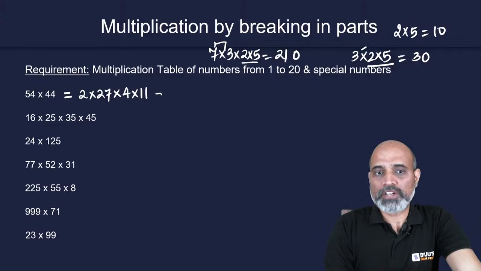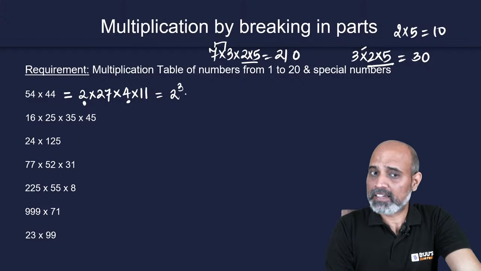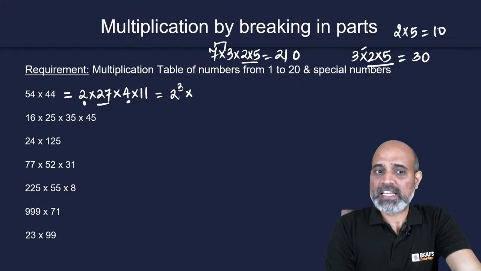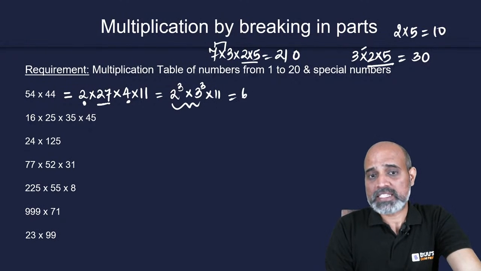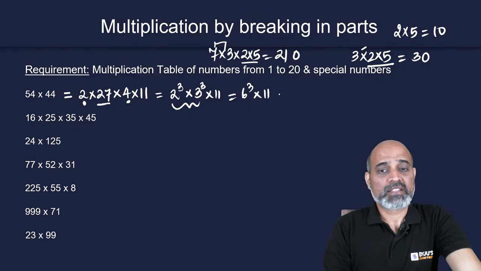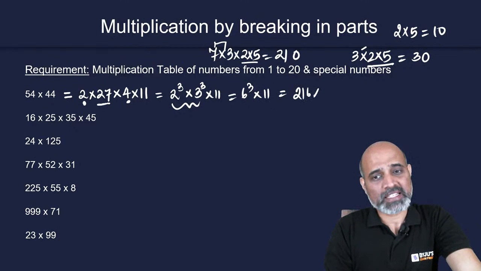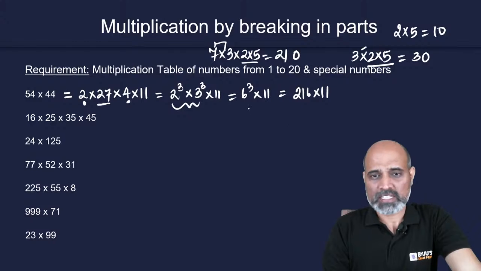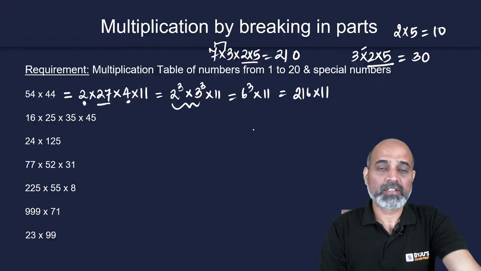So this is going to give me 2 and 4 is 8, and 27 is 3 cube, and we have 11. This is nothing but 6 cube into 11. 6 cube is nothing but 216 into 11. Does this mean we have to memorize it? Yes.